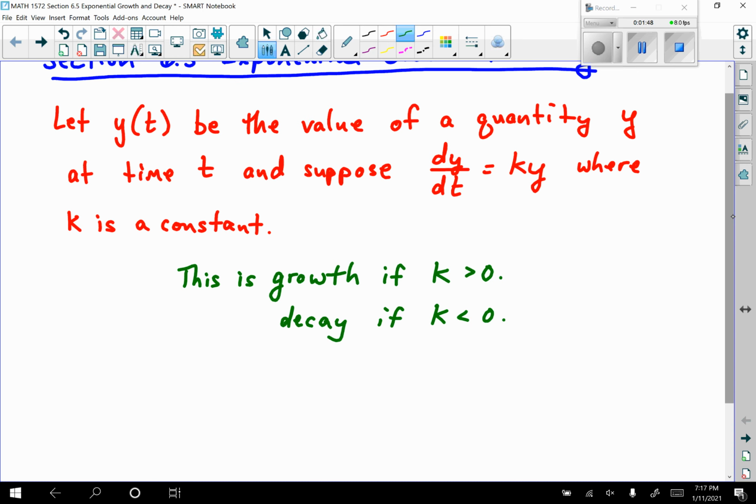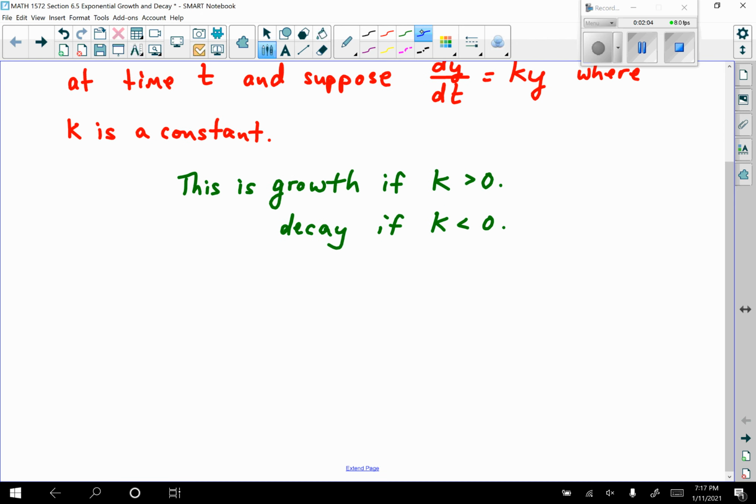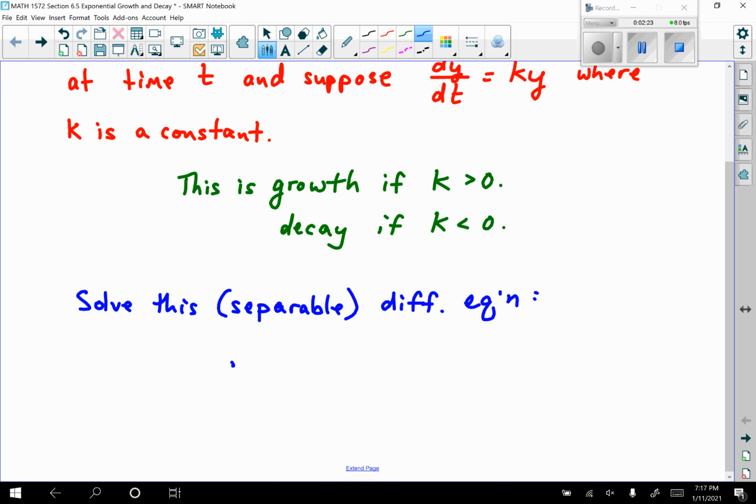So in order to come up with a formula that I'm sure you have seen throughout other math courses, this kind of tells us where this formula comes from. There's a variety of versions of this formula. But we're going to solve what we call a separable differential equation. Just abbreviating here: solve the separable differential equation. So we're going to start with dy over dt is equal to ky.